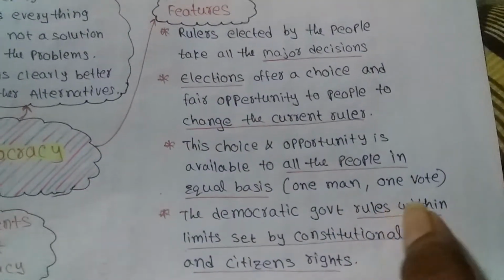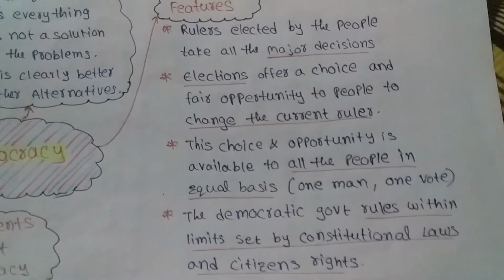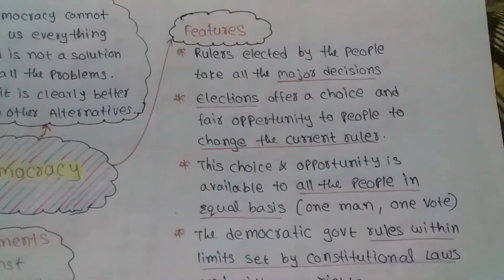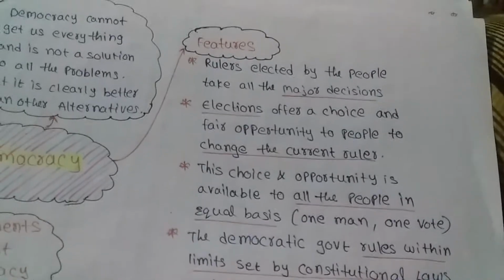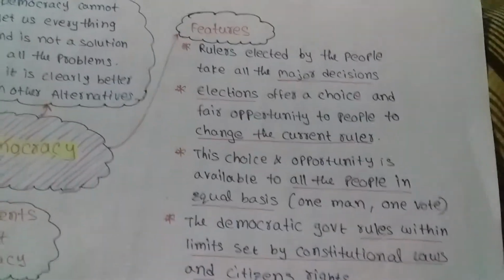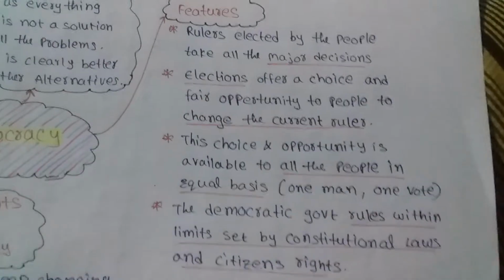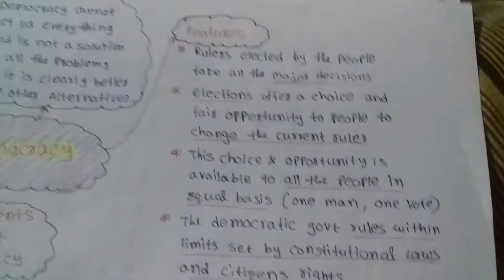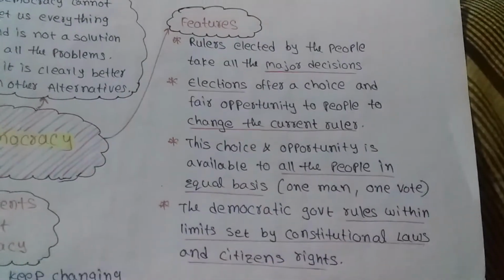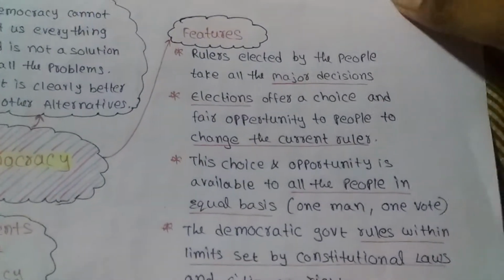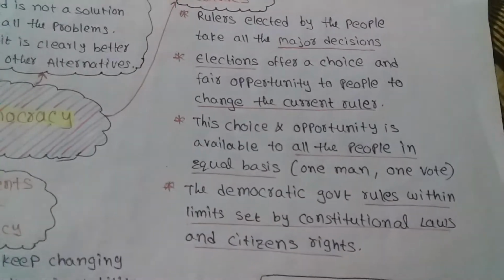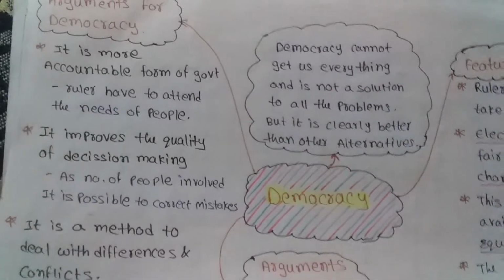And the democratic government rules within limits set by constitutional laws and citizens' rights. Why does the government have to rule within the limits set by the constitution? Because our leaders felt that if one person became the chief minister or prime minister, then he may change the constitution and he may become a hereditary king. So, in order to reduce the chances of a risk like this, they have given constitutional limits to the government officials also.